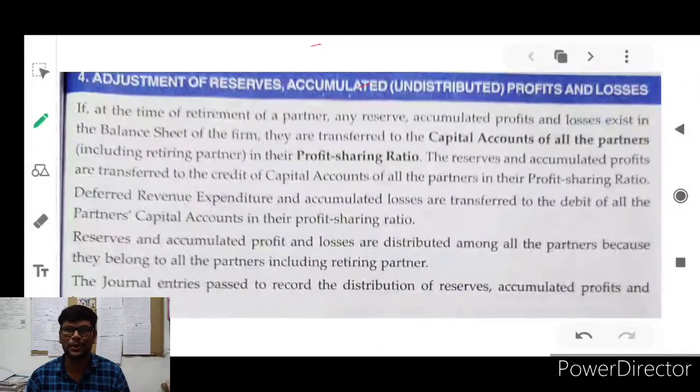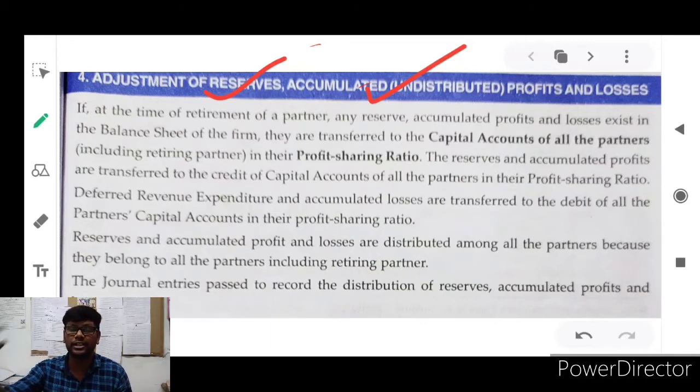Hi students, in this video you are going to learn about adjustment of reserves, accumulated or undistributed profit and losses. See, adjustment of reserves, you know what's the meaning of reserves? From the profit, we take a part to meet future contingencies, that too unknown contingencies. That is called reserves. Reserves will be available in our balance sheet liability side, isn't it?